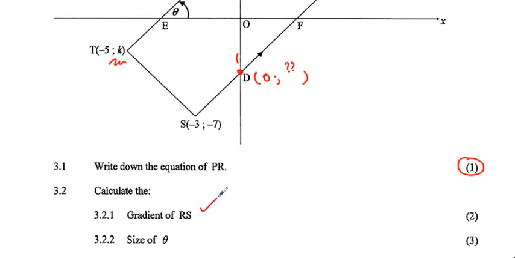Calculate the gradient, easy, 2 marks, must get. Calculate the angle, 3 marks, must get. So if we calculate that 6 out of 300, that's paper 1 and paper 2 put together, is 2%. So 2% of something simple.